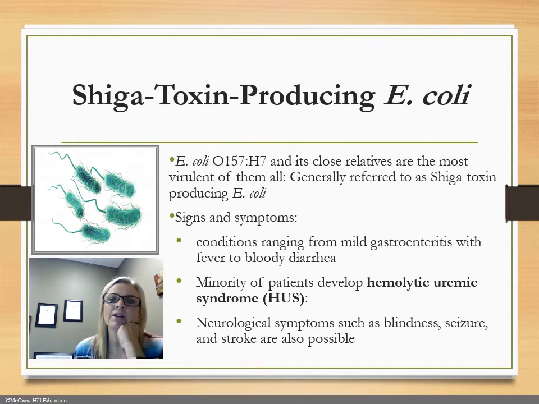Dozens of E. coli strains exist, and many of these don't even cause disease at all. They're not virulent. But these Shiga toxin producing ones are. You can also have some neurological symptoms like blindness, strokes, and even seizures.